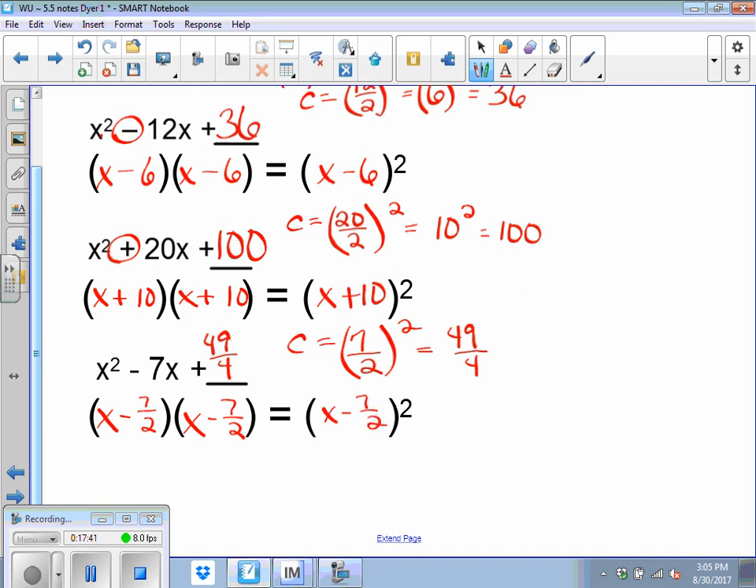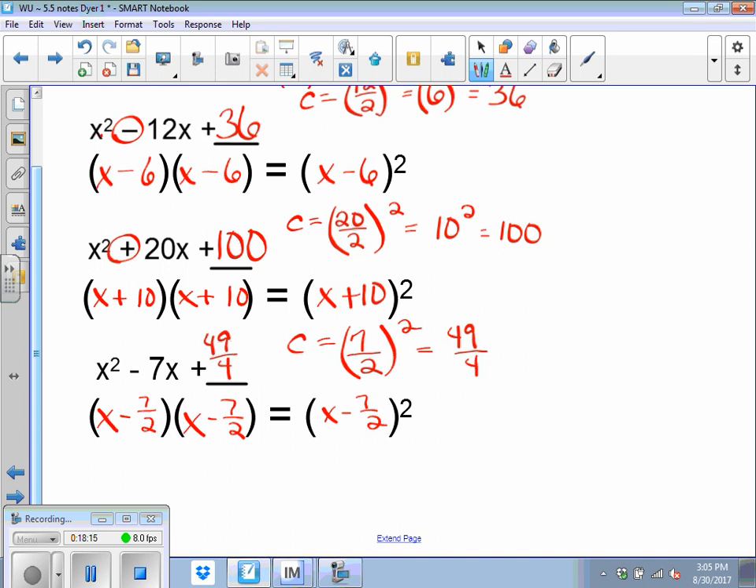Now, am I going to mark it wrong if you put 3.5? No. I'm not going to mark it wrong if you put 3.5. If you divide it by 2 and then square it, I'm not going to mark it wrong. I think it'll be 12.25. That's equivalent to 49 over 4. I can't mark that wrong. So if you're more comfortable with that, that's fine. Just know that whatever you put here is that b divided by 2. It's just before you square.